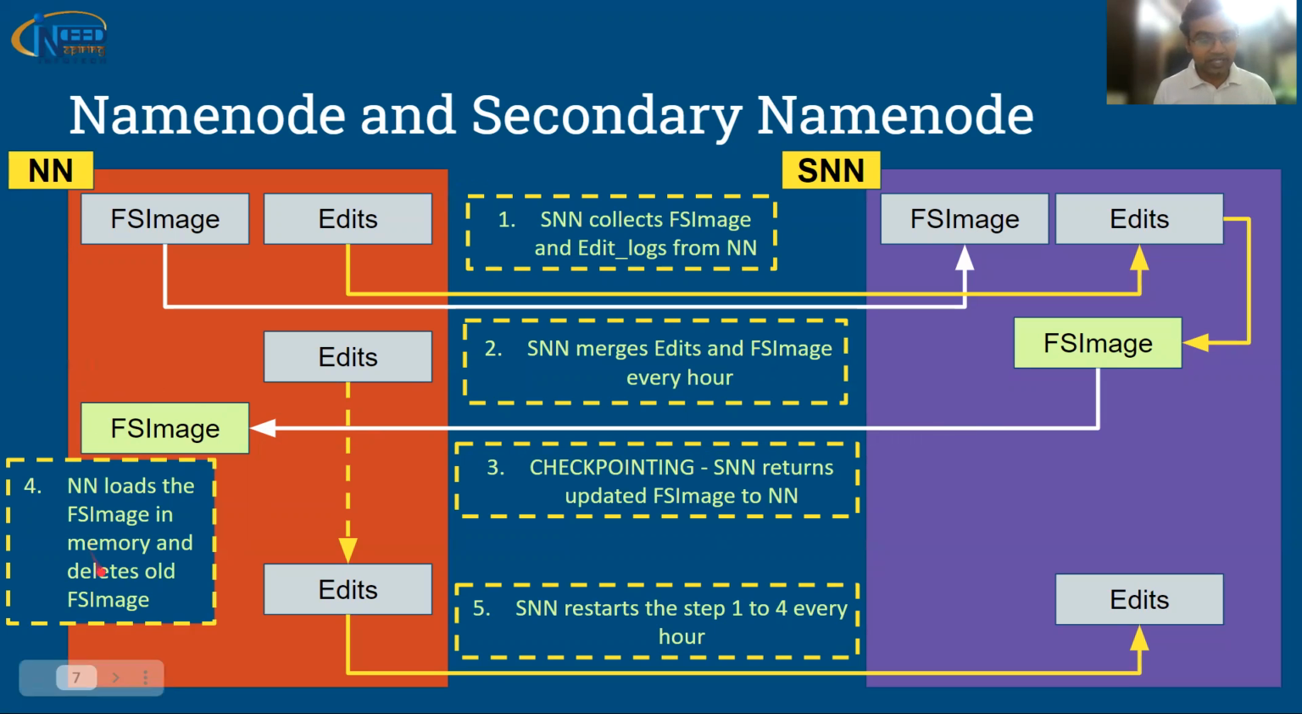After that, by that time, a lot of new edits, a lot of new files have been generated. So these edits are again copied by the secondary name node, and it again follows step 1, step 2, step 3 and step 4. On an average, this activity happens every hour. This is how the name node is able to keep the FS image updated and keep serving the clients in a healthy way. So this is the relation between the secondary name node and the name node.